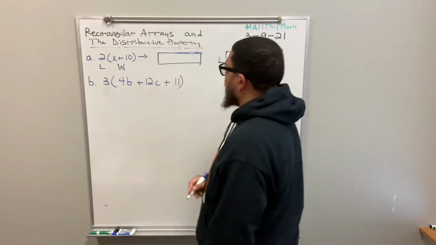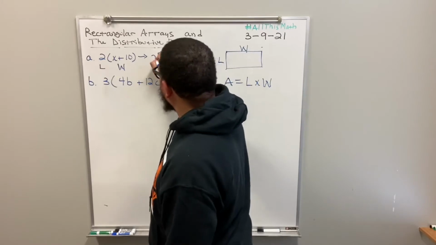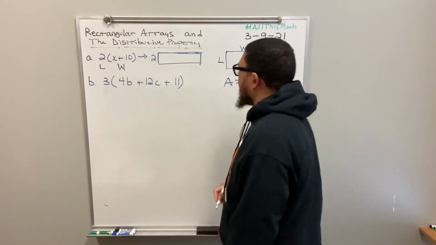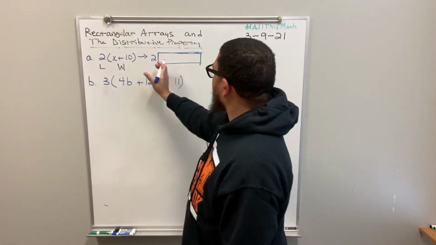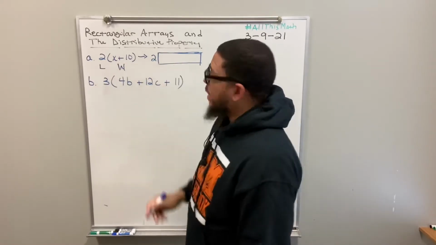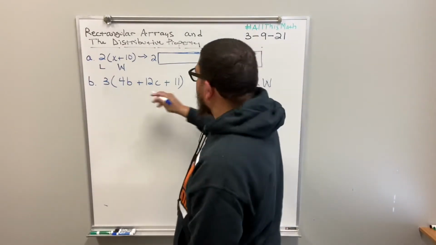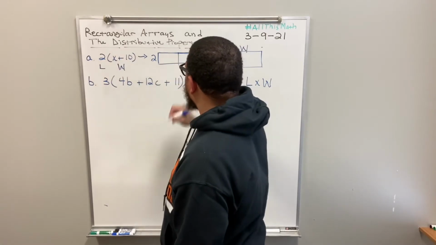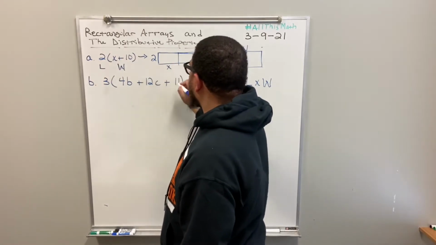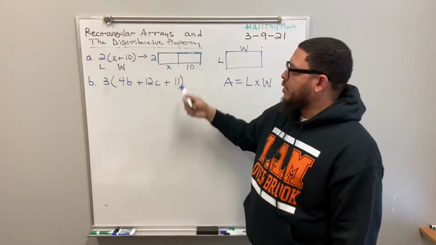Make sure I got enough space. So if my length is 2, I'm going to label this with a 2. And then if my width is x plus 10, I'm going to label the width x. I'm not going to put a plus sign though. I'm going to break it up into 2 parts, because I got 2 different terms. I got an x term and a 10 term. So I'm going to break this up like this. I'm going to make this piece x and this piece 10. And this is how I represent x plus 10.